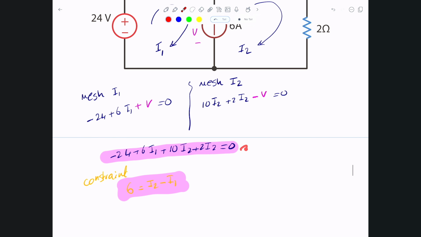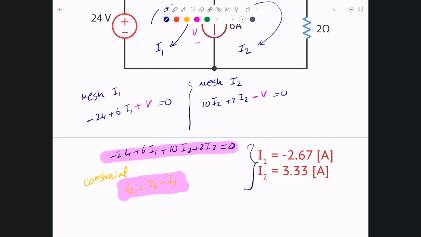So what we need to do is just solve these two equations, and you'll figure out I1 and I2. I went ahead and did that, and you will see that I1 will be simply negative 3.2 amps and I2 will be 2.8 amps.